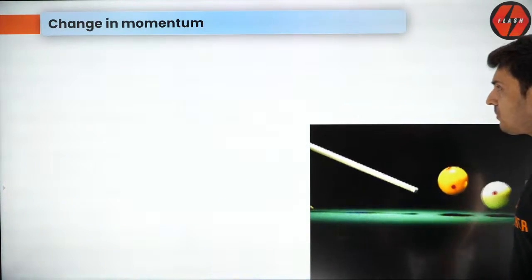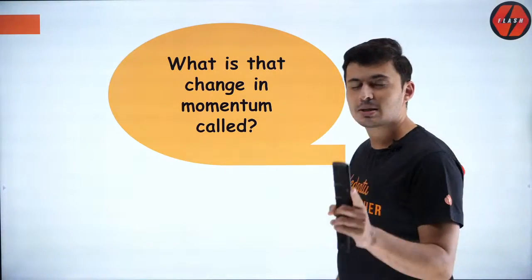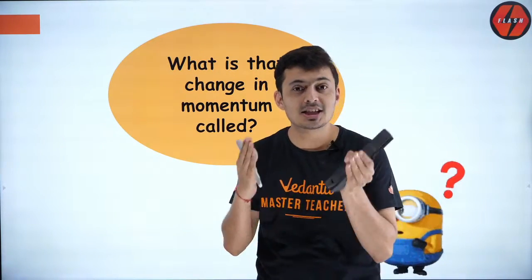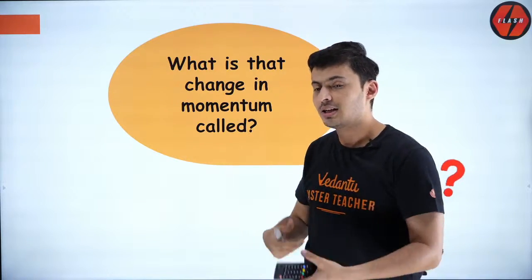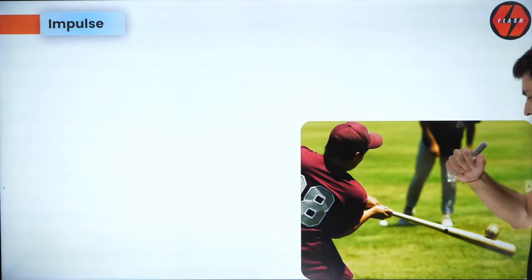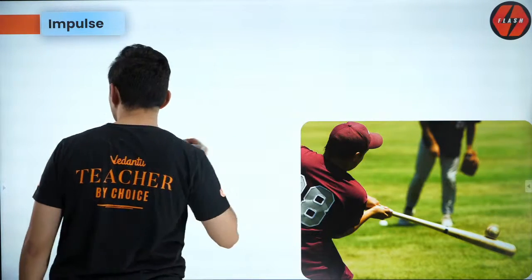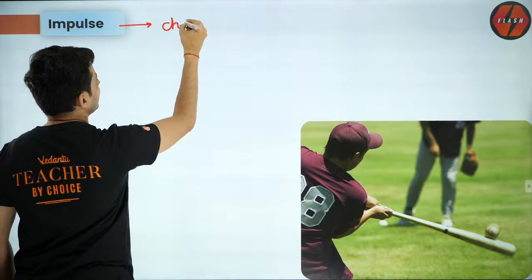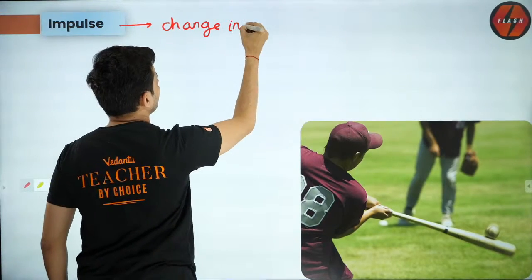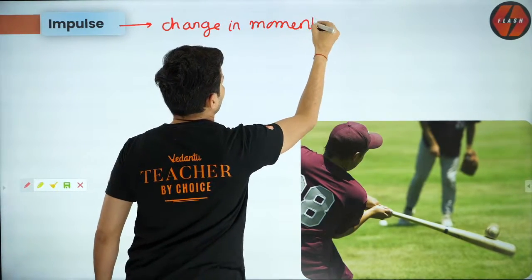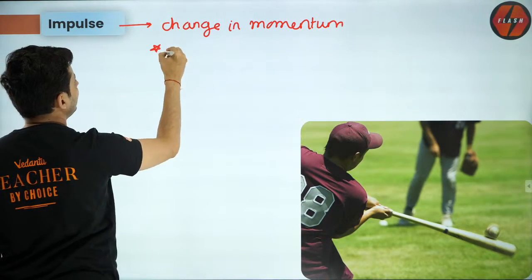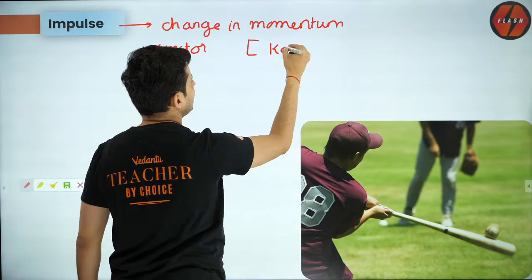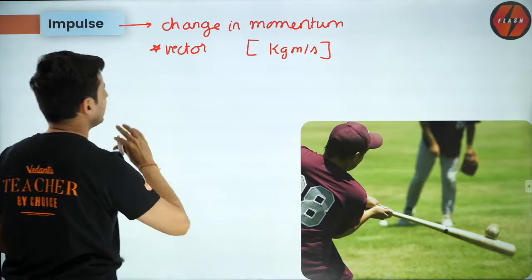Now that we know momentum can be changed by applying force for some duration, what is that change in momentum called? We know how to change momentum. What is that change called? You would have guessed it. That is called as impulse. So when you change the momentum, that change in the momentum is called as impulse. It's a vector quantity. So impulse is nothing but, just simply put, change in momentum, and it's a vector quantity, obviously. And since it's just change in momentum, the unit will be just kg meter per second. All right. So that's the unit of it.